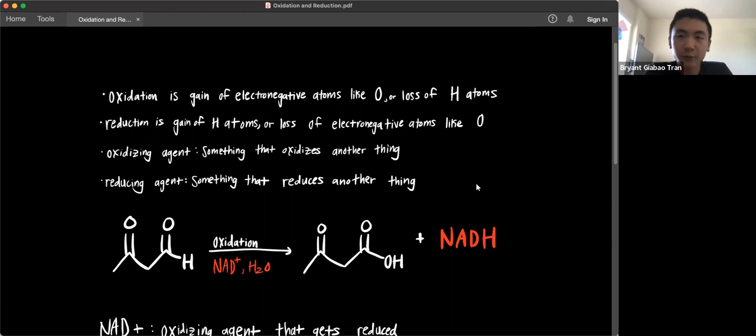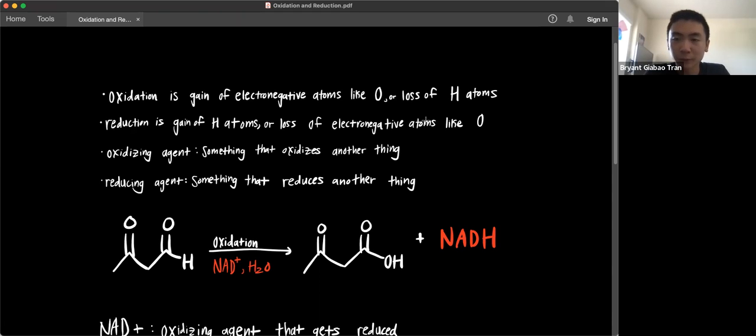In this video, I'm going to go over the oxidation and reduction reactions in organic chemistry. So oxidation is the gain of electronegative atoms like oxygen, fluorine, or nitrogen, or a loss of hydrogen atoms, whereas reduction is the gain of hydrogen atoms or the loss of electronegative atoms like oxygen, fluorine, or nitrogen.